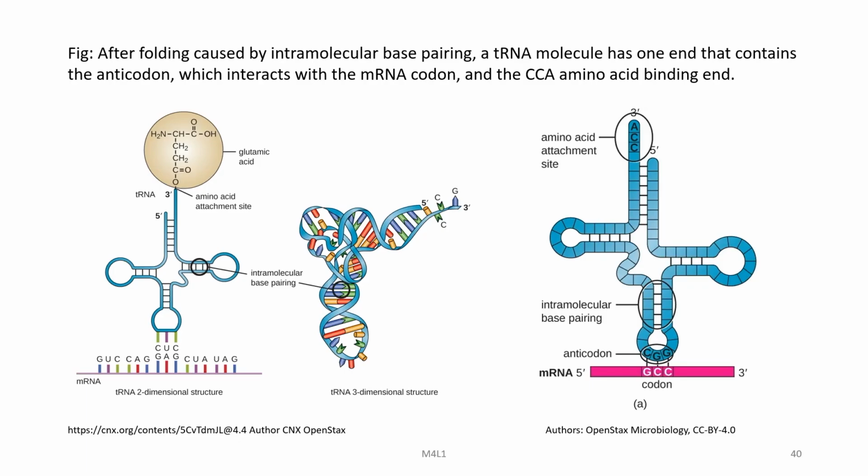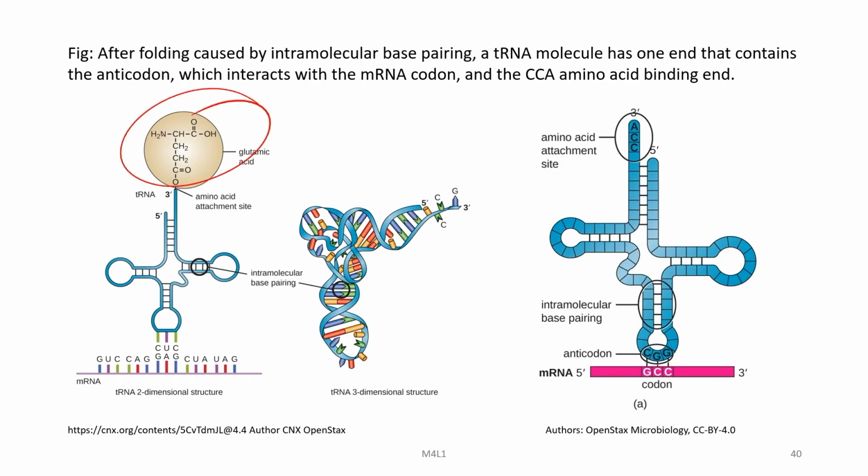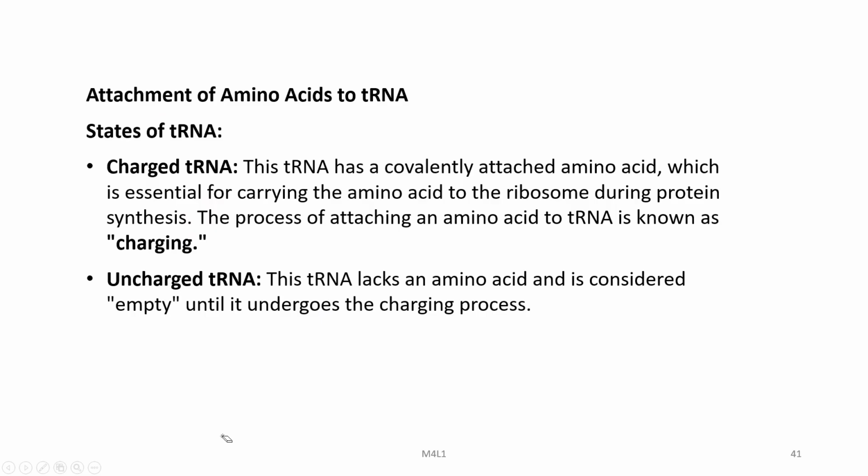After folding caused by intramolecular base pairing, a tRNA molecule has one end that contains the anticodon, which interacts with the mRNA codon, and the CCA amino acid binding end. Attachment of amino acids to tRNA: how do these amino acids get loaded onto a tRNA molecule?